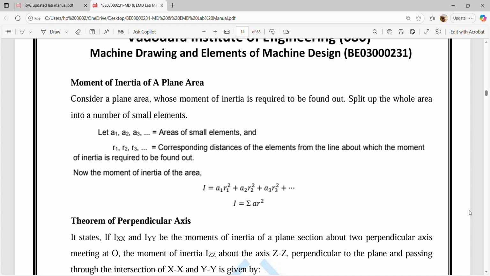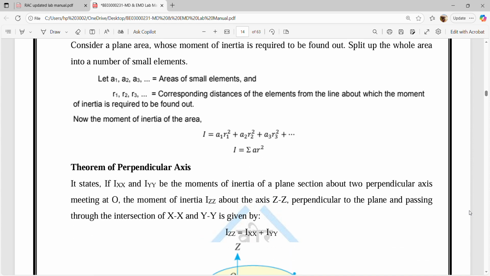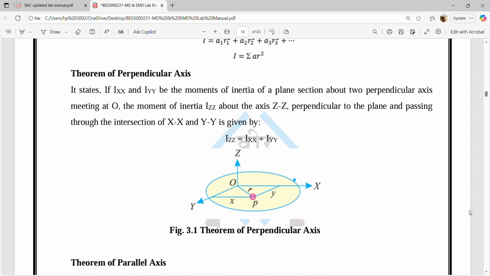Theorem of perpendicular axis, or we can also say perpendicular axis theorem. It states if Ix and Iy be the moments of inertia of a planar section about two perpendicular axes meeting at O, the moment of inertia Izz about the axis z perpendicular to the plane and passing through the intersection of x and y is given by Izz is equal to Ix plus Iy. This is the perpendicular axis theorem. This is figure 3.1 explaining the perpendicular axis theorem.